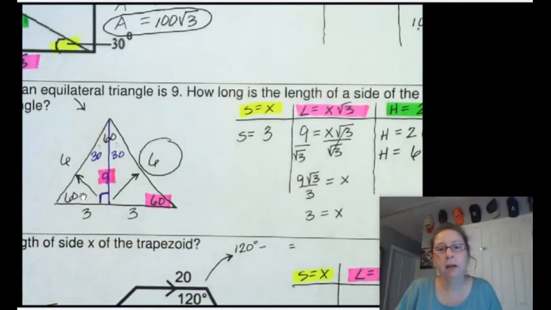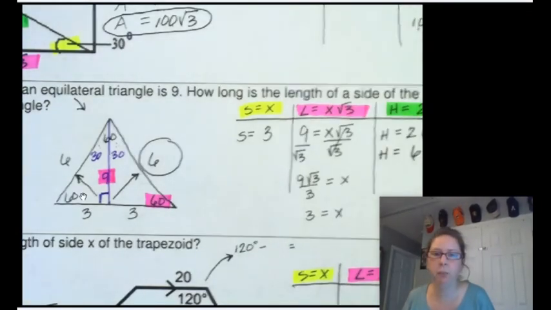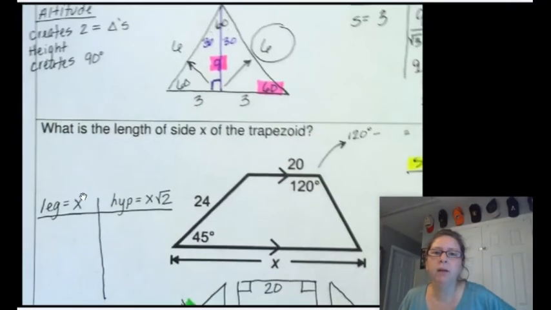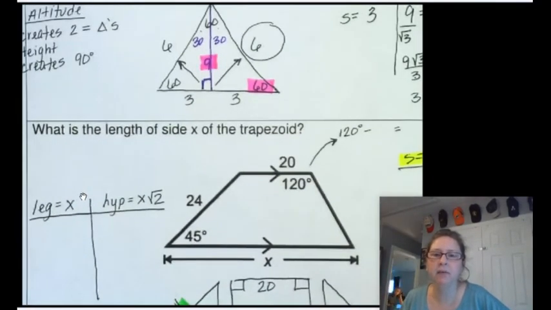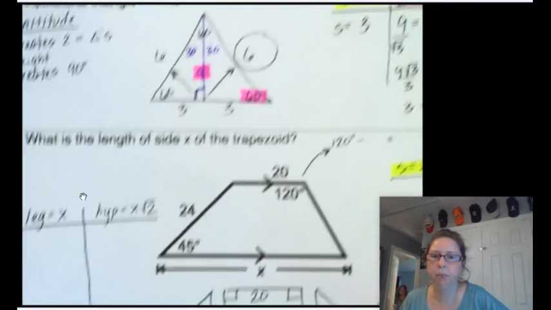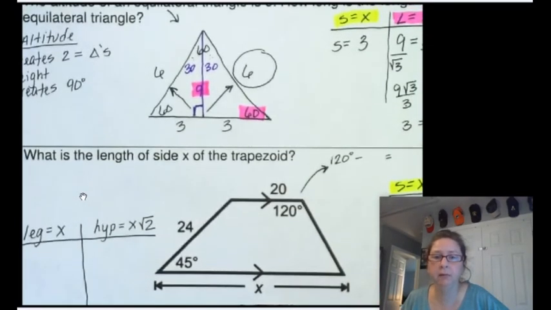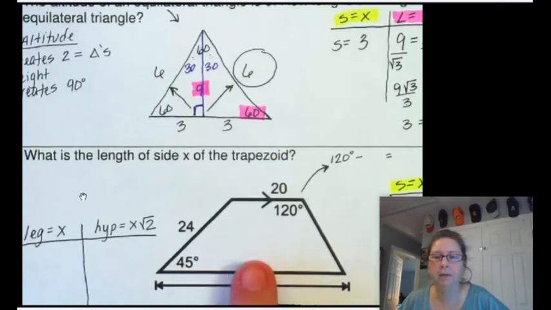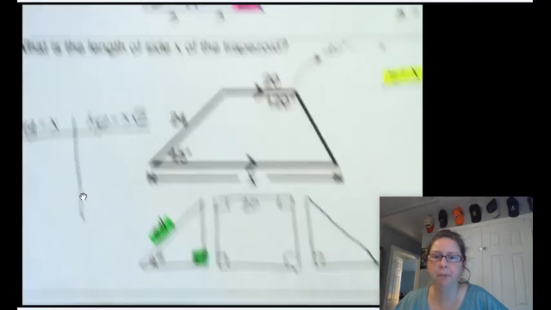Okay, last problem, and then we are done with this lesson and these additional practice problems. What is the length of side X of this trapezoid? Okay, this is a crazy figure. And so what I have done here is I have broken this figure up into 3 separate figures. So let's take a look at how I did that.